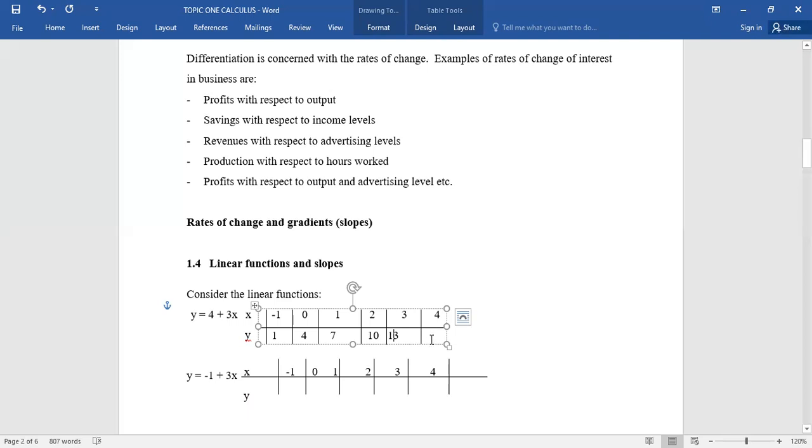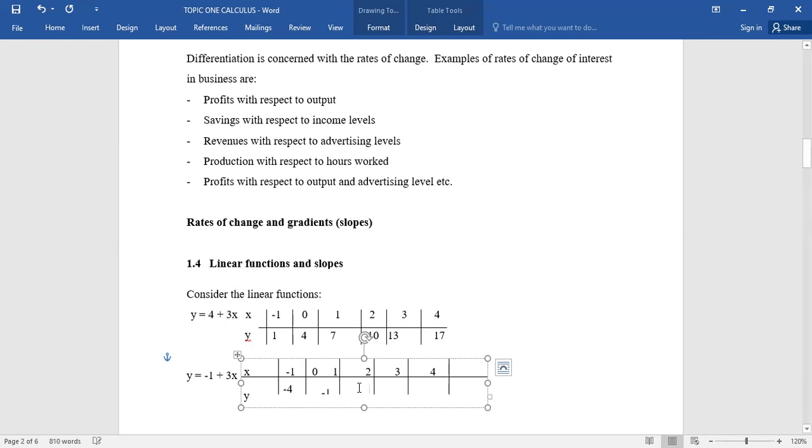If I substitute x with 4, that will be 3 multiplied by 4, 12, and 12 plus 4 will be 17. So there we are. Then we go to the values for the function y = -1 + 3x. If we substitute with -1, we are going to get -4. If we substitute with 0, we are going to get -1.